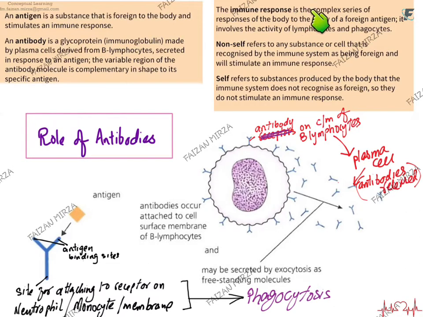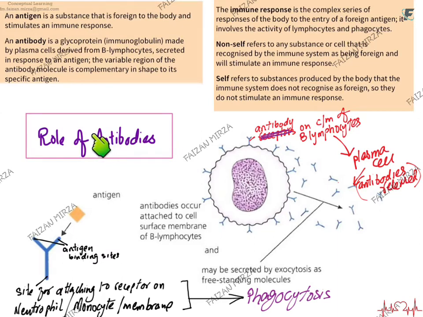The immune response is a complex series of responses of the body to the entry of a foreign antigen. It involves the activity of lymphocytes and phagocytes, and we need to follow how lymphocytes are helping the phagocytes. Actually, they both are helping each other to make sure that the antigen that entered the body gets cleared up. Non-self antigen refers to a substance recognized by the immune system as a foreign structure, which will stimulate an immune response, and self is your own. I think this is what we already covered.